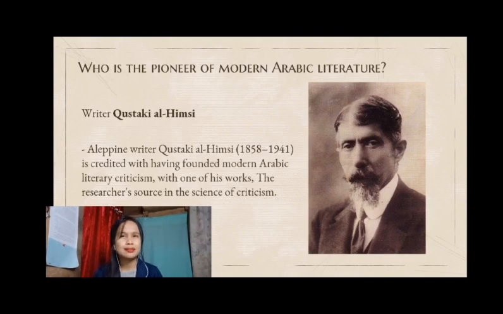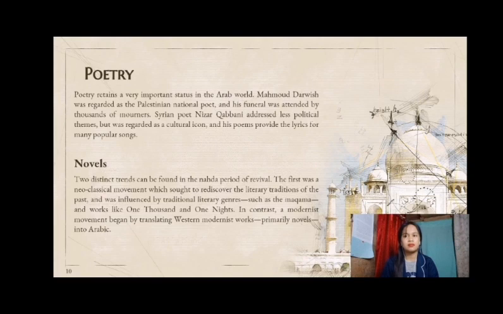So who is the pioneer of modern Arabic literature? It is the writer Hussein al-Marsafi. Hussein al-Marsafi, who lived from 1815 to 1890, is credited with having founded modern Arabic literary criticism with one of his works, The Researcher's Source in the Science of Criticism. So he is the pioneer of modern Arabic literature.